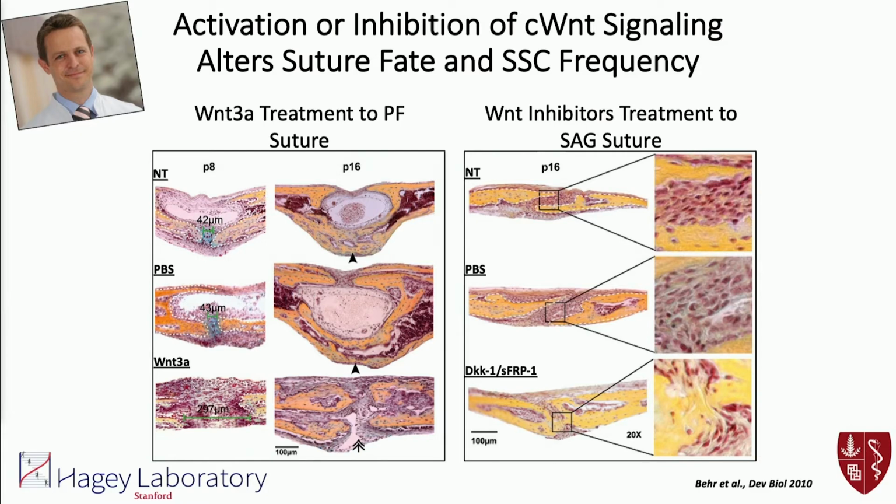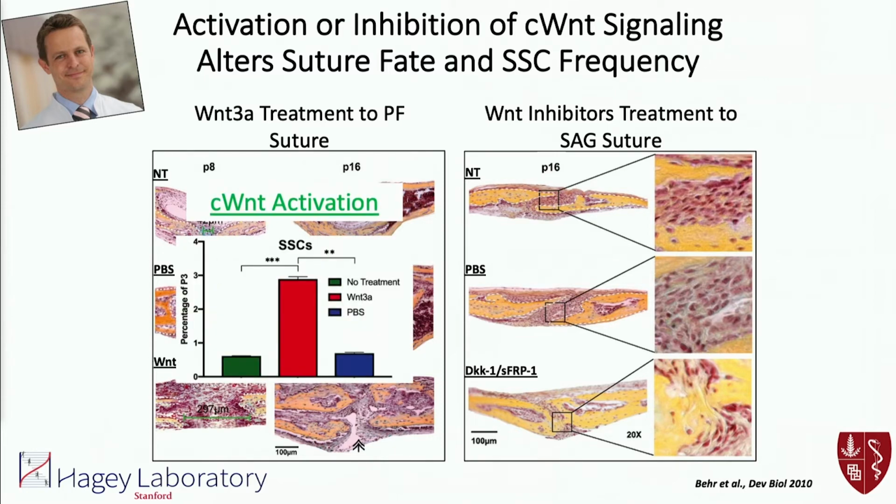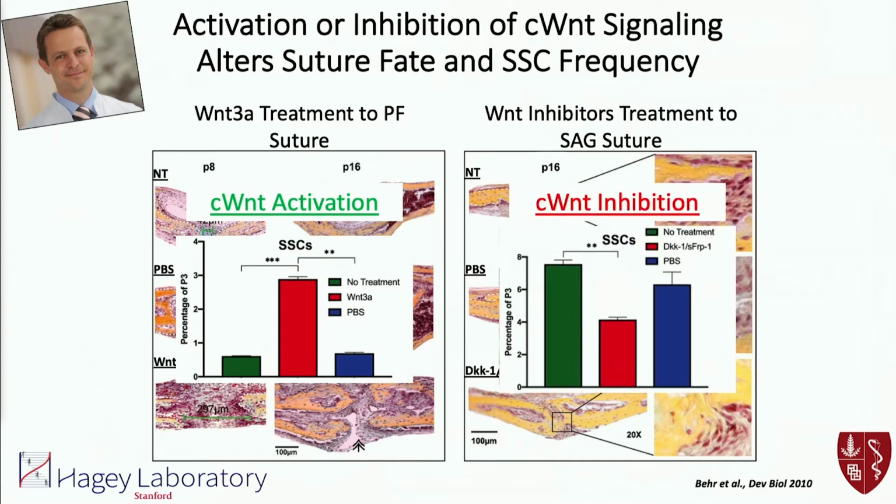We wanted to understand how canonical Wnt signaling might be manipulating SSC frequency within these sutures. What we found is that in the context of activation of canonical Wnt signaling in the suture, there was an enrichment of SSCs within the patent suture. But in the context of Wnt inhibition, we saw a decrease of the skeletal stem cell representation and eventual suture fusion.